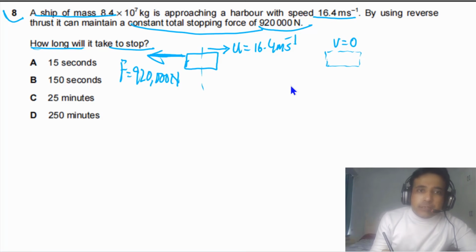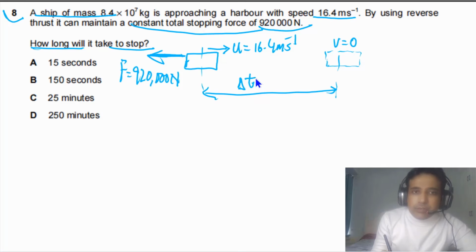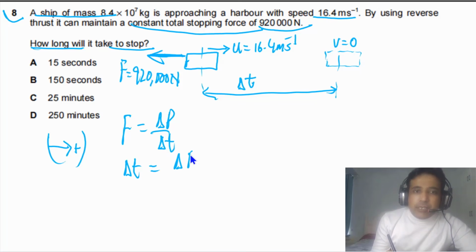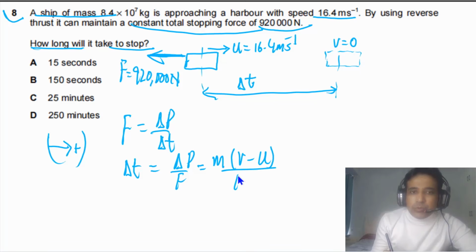The question is asking us how long it will take, which means the time taken between these two positions. So simply we can say time taken is delta t. The best way to answer this question is simply we can write down that resultant force in this case will be equal to change in momentum over time taken. And in this case we will take to the right as positive. We need to calculate delta t. So we can rearrange: delta t will be equal to delta p divided by F. Delta p is m times (v minus u), over F.